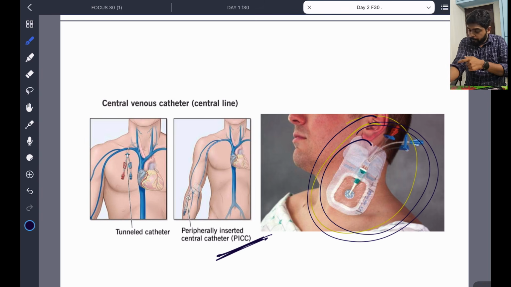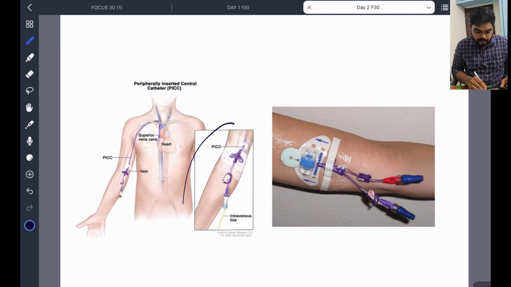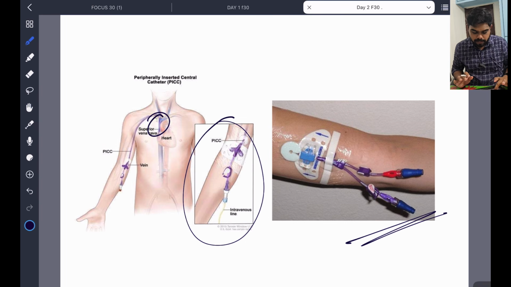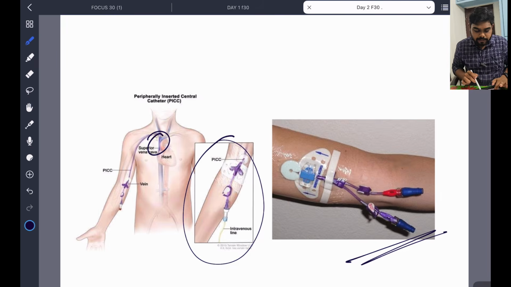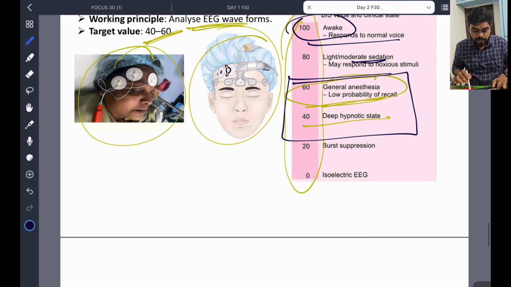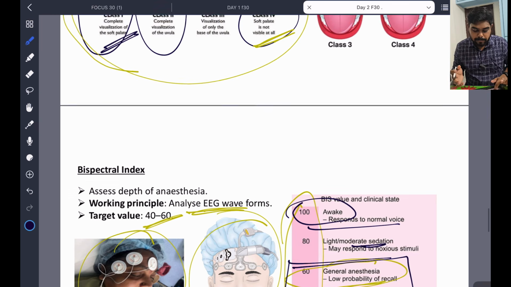And PICC catheter, from the peripheral line it will come and it will go to the main vein, okay, clear. Now this is the PICC catheter. See the image of PICC catheter. They are putting from here and it is going to the superior vena cava. Okay, clear. So these are the spotters for today: PICC catheter, central line, Romovac drain, which is very important, and bispectral index. This is a spotter, and this is a potential question of NEET PG this year.